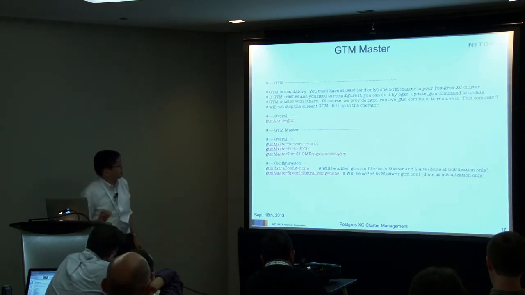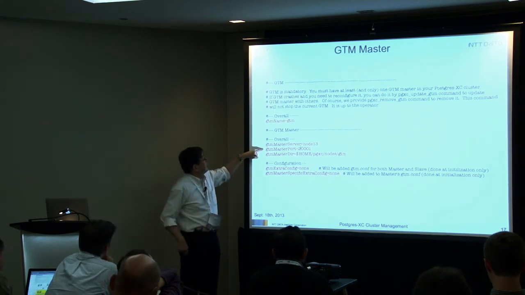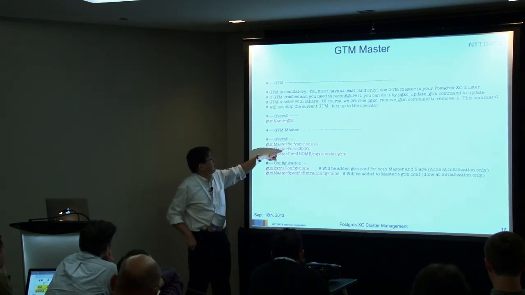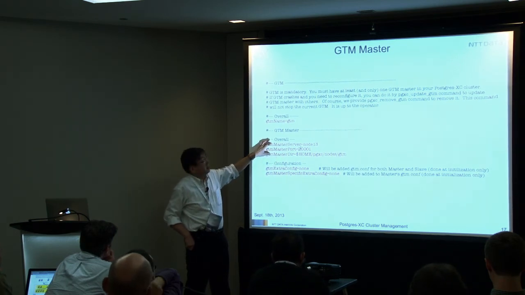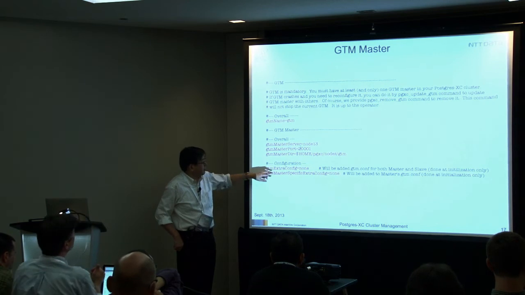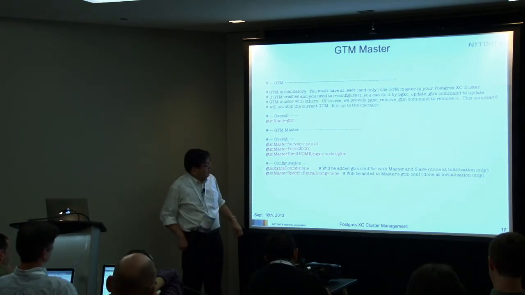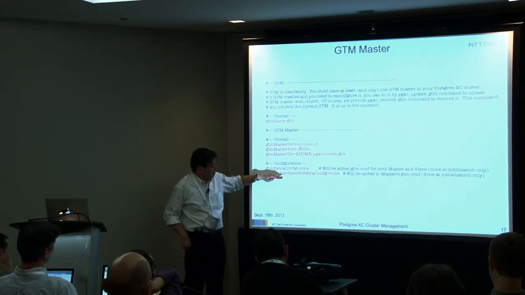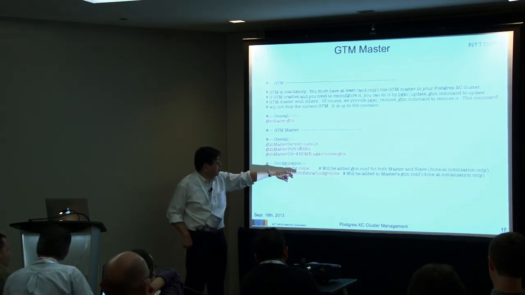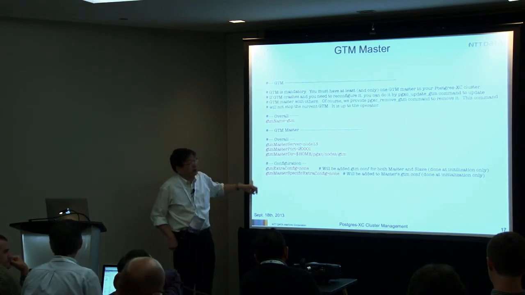And then the GTM master is much simpler: name, server, port, and directory, all these. And if you'd like to have some extra configuration, you can specify the name, and typically you can write a shell script to set up this configuration file just after this section.